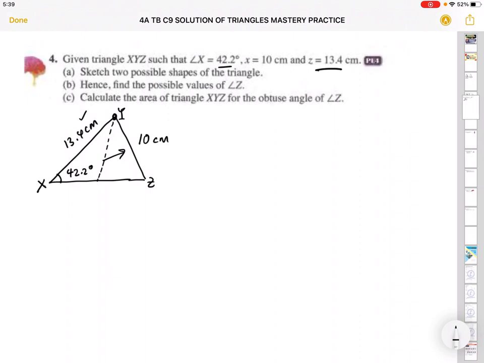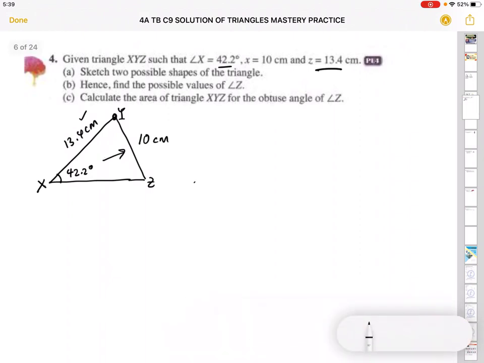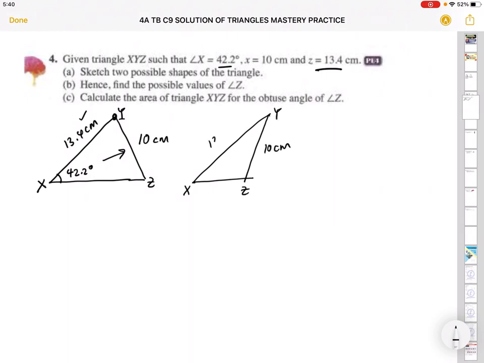So I'm going to draw the second version over here. It looks like this, right? This is x, z, y. This is about the same length, 10 cm. This is still 13.4 cm, doesn't change, and this angle is 42.2. So these are the two possible shapes of the triangle that we can get, right?